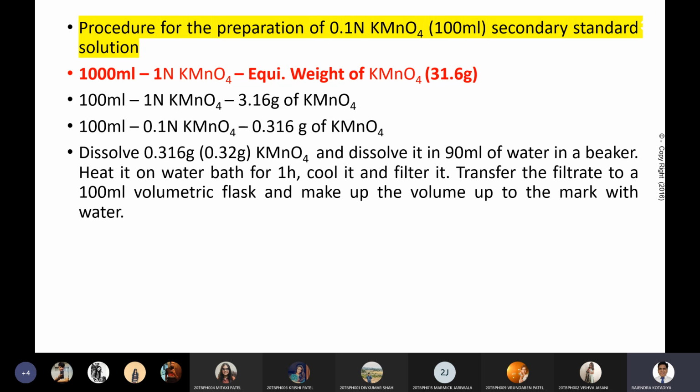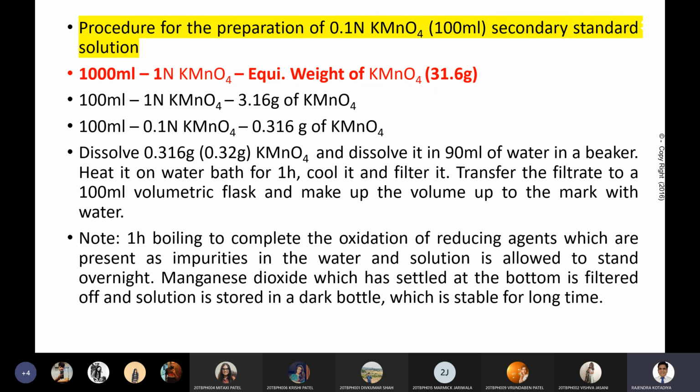Okay, so now again I am repeating why this boiling is required, because water ni andar there are so many impurities present. So when 1 hour boiling is there, it will need it for complete oxidation of those reducing agents. All those impurities જે આપણે કામની વસ્તુ નથી, જે પાણીની અંદર પ્રેઝન્ટ હોય અથવા KMnO4 ની અંદર પ્રેઝન્ટ હોય, એ બધું જ આ બોઇલિંગની વખતે શું થશે? એનું ઓક્સિડેશન થઈ જશે. Okay, and it will settle at the bottom.